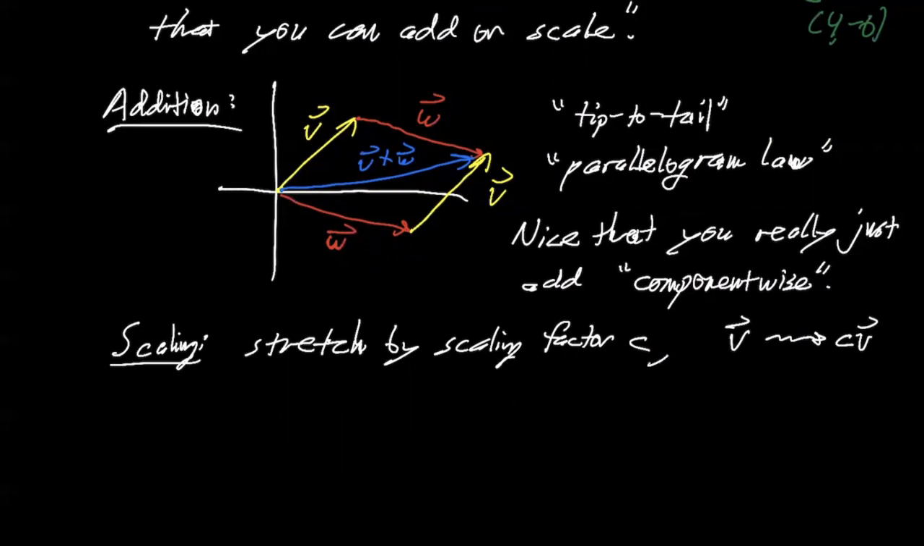And you can scale these. There are better pictures in the other video, so I'm not going to draw pictures, but you can scale component-wise too, which is nice. If you want to scale a vector, you can just scale each component. If I want V to become 2V, I just scale the X coordinate and scale the Y coordinate. Okay.